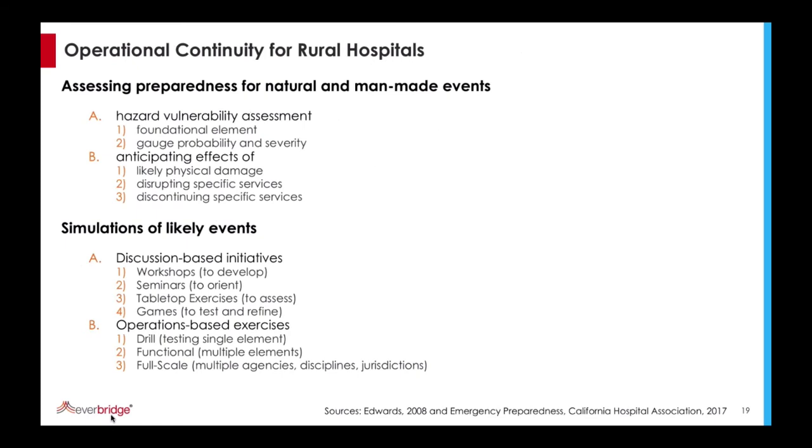Operational continuity for rural hospitals has several assumptions to begin with. The first is you must do a great job assessing the preparedness for both types of events. You'll all recognize the value of a hazard vulnerability assessment, which is at the core of this plan, and how it gauges the probability of an event with the likely severity were it to occur, or in most cases when it will occur. It's important to anticipate the effects of physical damage, the potential for disrupting existing services, or in significant cases, due to mostly structural issues, how a specific service may need to be discontinued, not just disrupted.